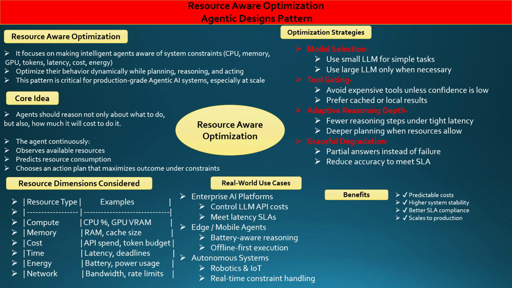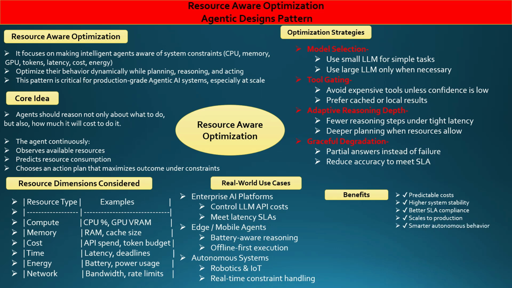Scale to production. The system works not just for 10 users, but for millions of users. Agent behavior that is acceptable at a small scale becomes dangerous at a large scale. So how does the agent help here? The agent enforces per-request and global budgets, shares resources fairly across agents, and adapts its behavior based on system load.